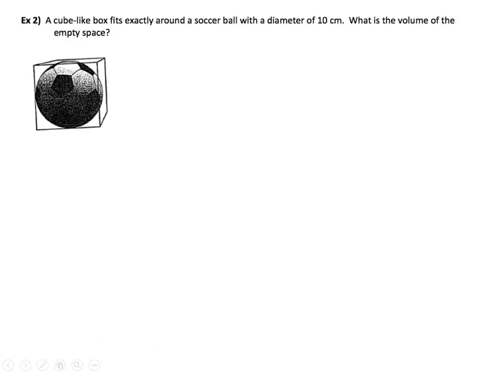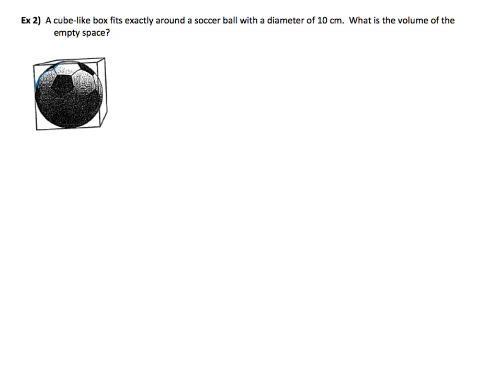Here we actually have an application question. We will see more questions like this in the next lesson. We have a cube-like box that fits exactly around a soccer ball with a diameter of 10 centimeters. What's the volume of the empty space? Well, this is a little bit like composite area too, if you think about it, because we're going to be finding the volume of the box, the volume of the soccer ball, and then we're going to subtract them because the box is around the soccer ball, right? We need to figure out the empty space.